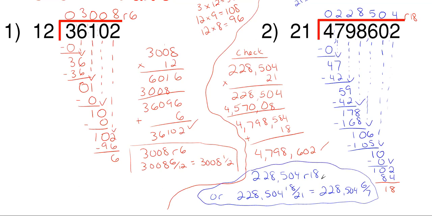The easiest one, of course, is just to leave the remainder symbol right here, or take your remainder and divide it by your original dividing number. Keeping in mind that your remainder cannot be over your original dividing number. So 18 is under 21, so we're okay.